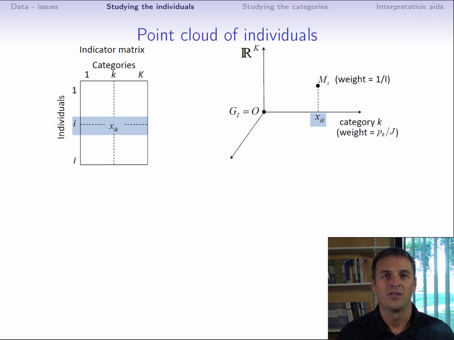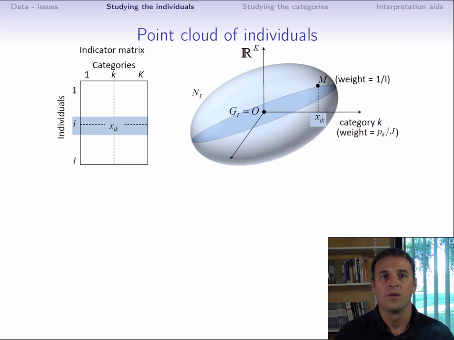Each dimension corresponds to a category. In MCA, each category is associated with a weight proportional to the number of individuals in it. As the sum of weights has to equal 1, the weight for the category k is p_k over J. The point M_i has the coordinate x_ik, and we have seen that each individual is given a weight 1 over I. When looking at the whole set of points, we call the cloud N_I. This cloud N_I has a center of gravity G_I, which is in fact the origin, as the variables have been centered.